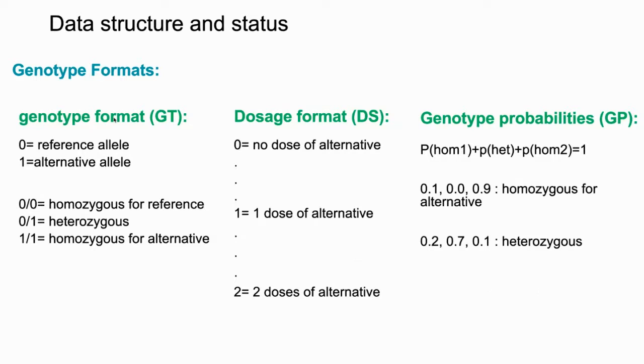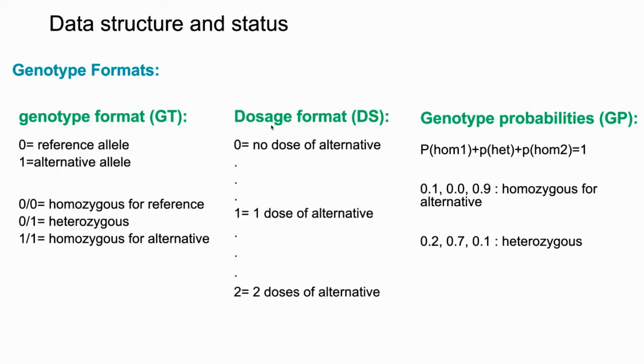So first, it could be shown as the genotype, the direct genotype format, where each allele, both parental alleles, are represented by a number that can be 0 for the reference allele or 1 for the alternative allele. And so an individual that has paternal allele 0 and maternal allele 0 would look like this, and so on and so forth.